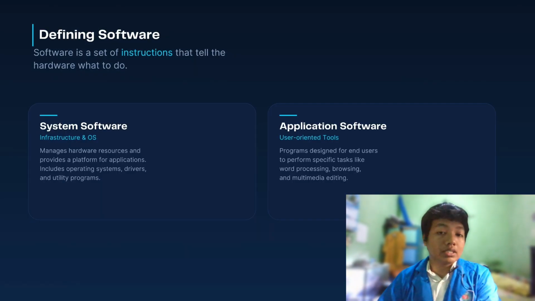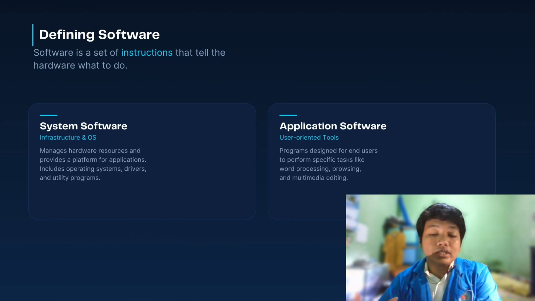Okay, moving to the next slide, we will define software. While hardware is something we can touch, software is the opposite. It is intangible. Software is essentially a set of instructions, data, or programs used to operate computers and execute specific tasks or work. In short, it tells the hardware exactly what to do.